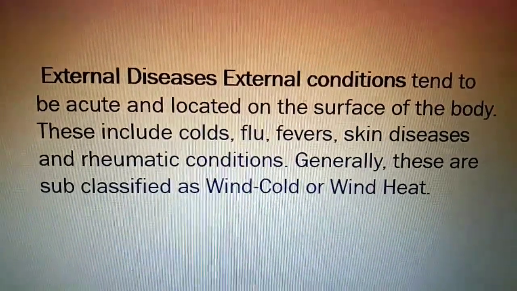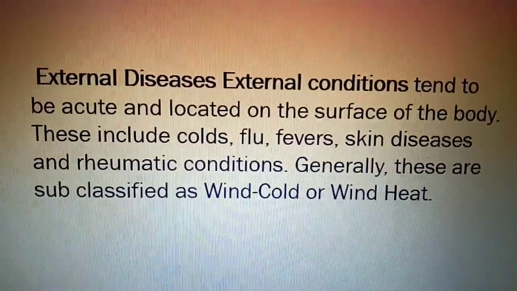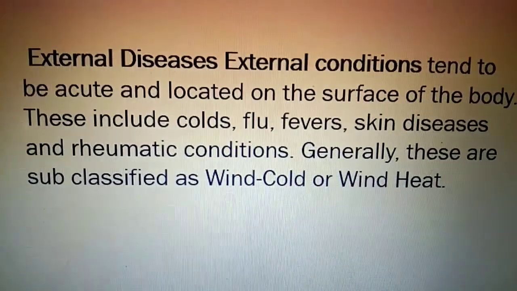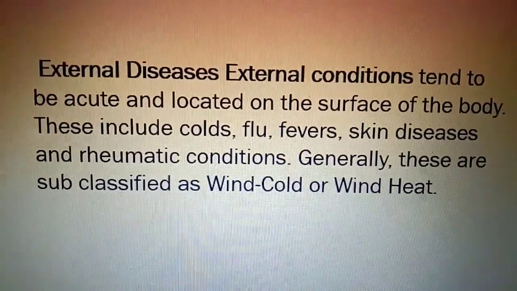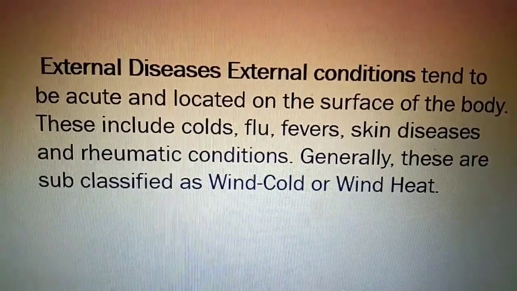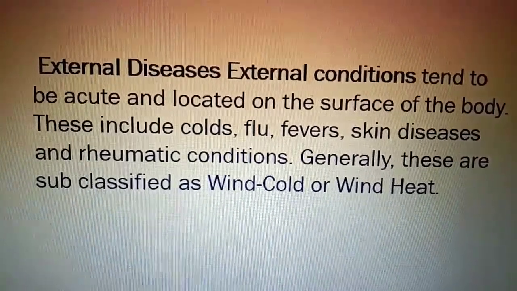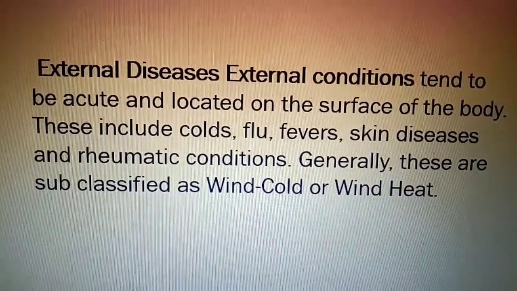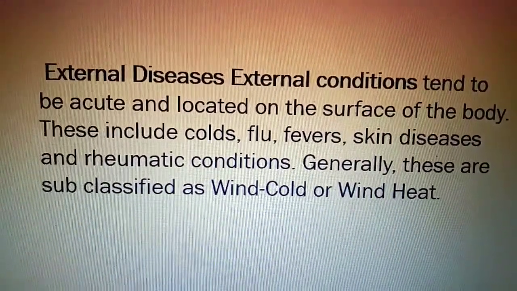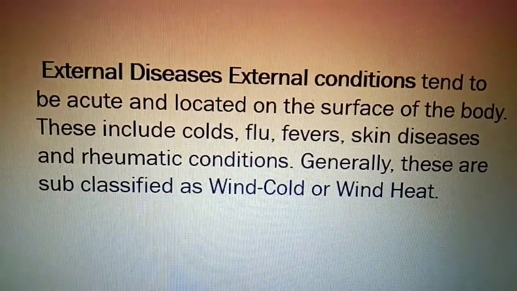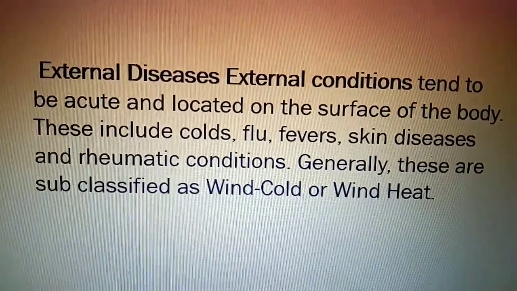External diseases, or external conditions, tend to be acute and located on the surface of the body. These include colds, flu, fevers, skin diseases, and rheumatic conditions. Generally, these are subclassified as wind cold or wind heat.